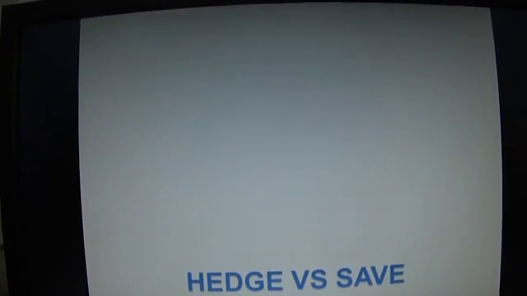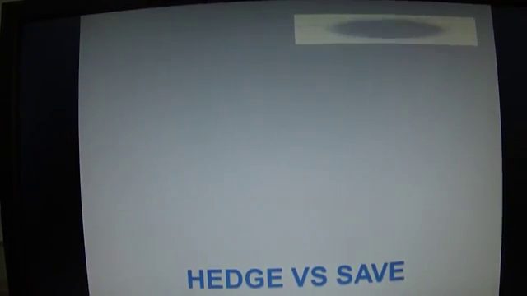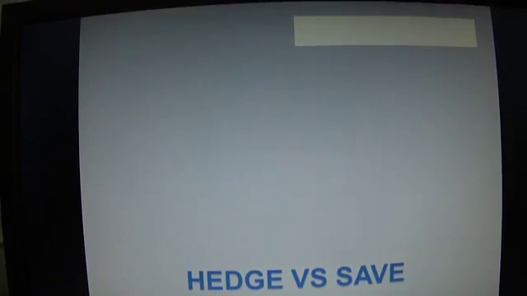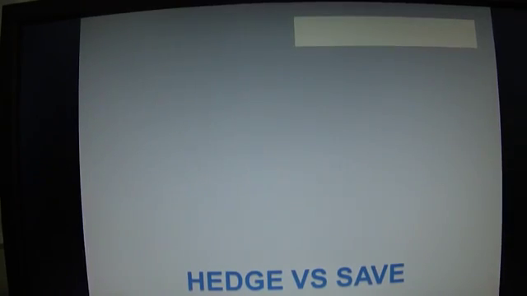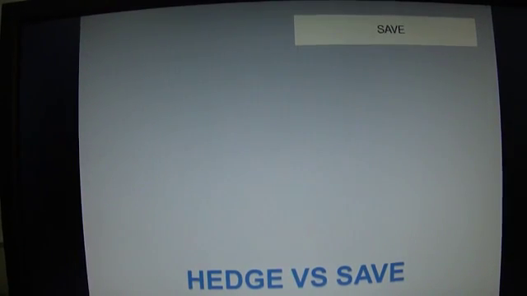Okay, now we compare hedge versus save. Savers are losers, as Mr. Robert Kiyosaki said. Why? Because the value of money as currency is going down every day and prices are going up. We also call this inflation. So if you keep on saving, you will be losers in the end.